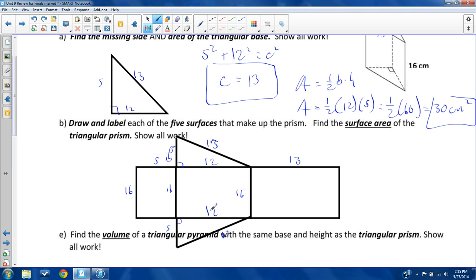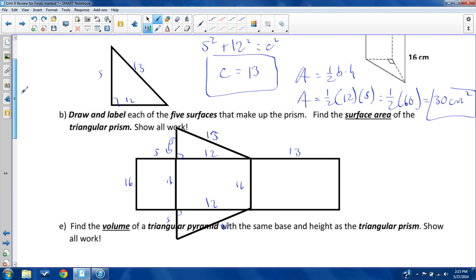Find the surface area of the triangular prism, show all work. So my surface area is lateral area plus the area of both your bases. We have area of one base is 30, so 2B is 60.